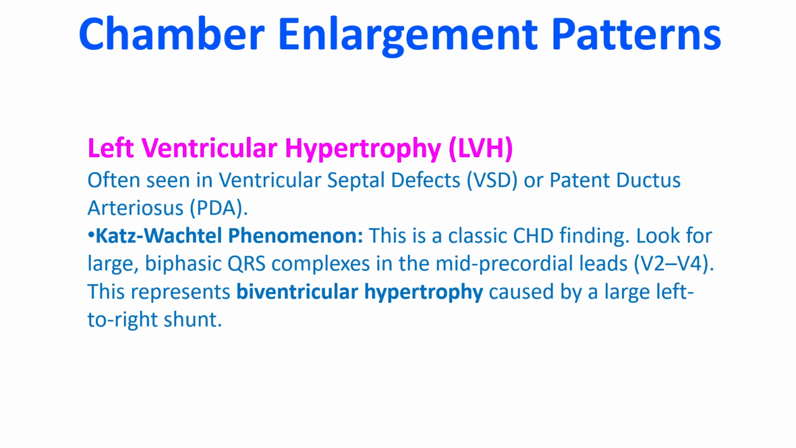Left ventricular hypertrophy is seen in ventricular septal defects and patent ductus arteriosus with large shunts. The Katz-Wachtel phenomenon is a classic congenital heart disease finding. Look for large biphasic QRS complexes in the mid-precordial leads V2 to V4. This represents biventricular hypertrophy caused by a large left to right shunt.